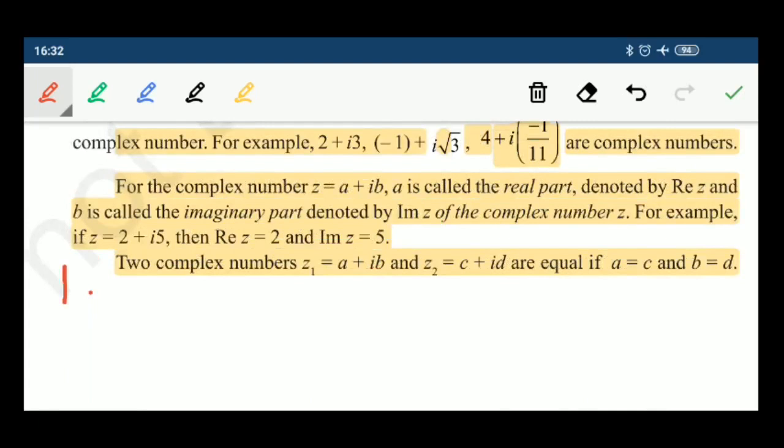Now you can see a few important results. If two complex numbers, z1 and z2, are equal, then you can compare: the real part a is equal to c and the imaginary part is equal to the imaginary part. So we can say here a equals c and b equals d.